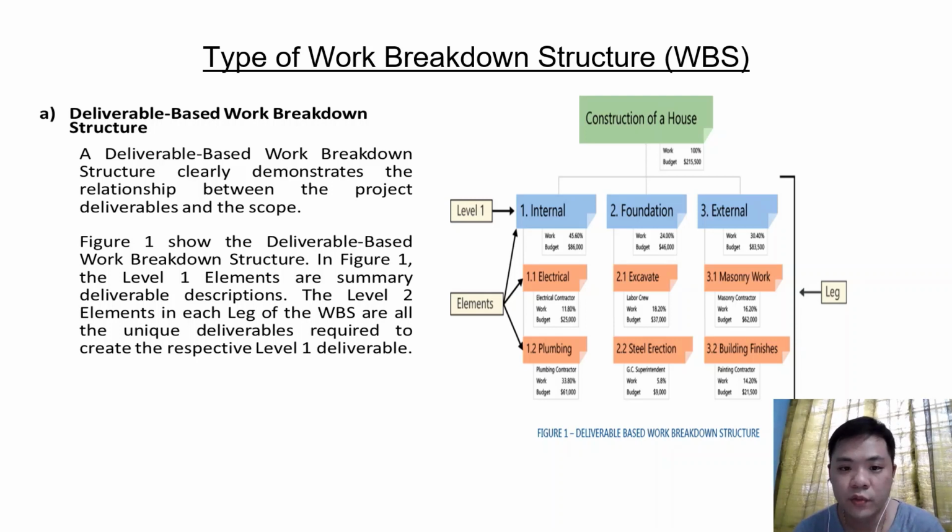We have two types of the work breakdown structure. The first one is a deliverable-based work breakdown structure. A deliverable-based work breakdown structure clearly demonstrates the relationship between the project deliverable and the scope. Figure 1 shows the deliverable-based work breakdown structure. In Figure 1, the Level 1 elements are summary deliverable descriptions. The Level 2 elements in each leg of the WBS are all the unique deliverables required to create the repetitive Level 1 deliverable.